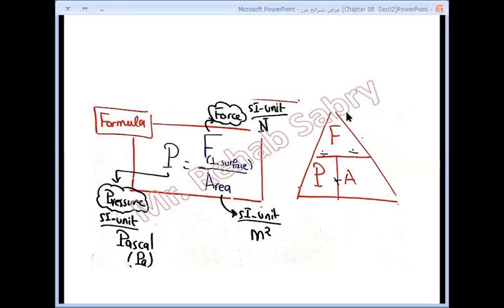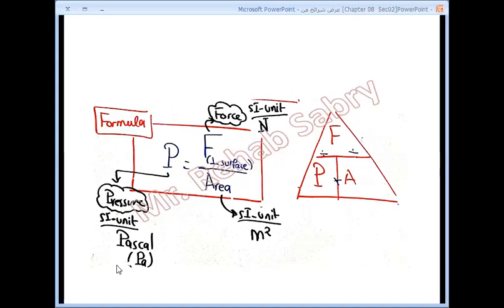So pressure equal force divided by area. Again, pressure equal force divided by area. I'll hide the formula and ask any one of you to say the formula. So concentrate, please. Pressure equal force divided by area.